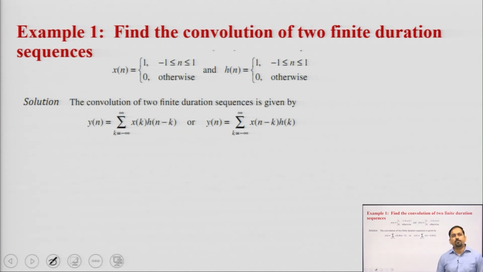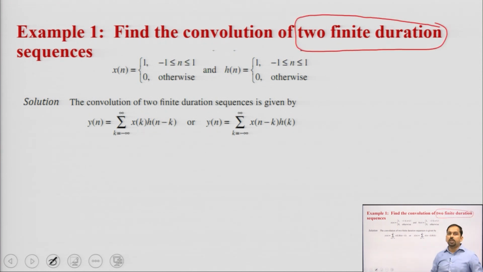Now, how can we perform the convolution of two finite sequences? This is quite easy when both sequences are of finite duration. The next case is one finite sequence and the second sequence of infinite duration. The third type of problem is when both sequences are of infinite duration. That is a bit complicated.